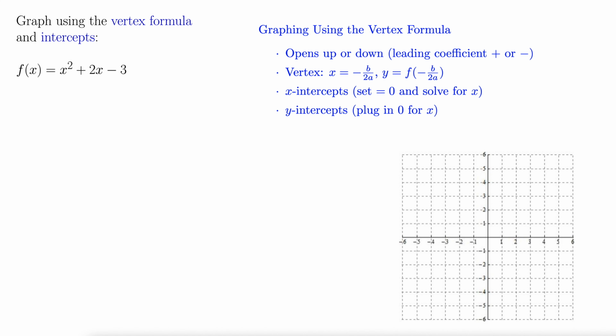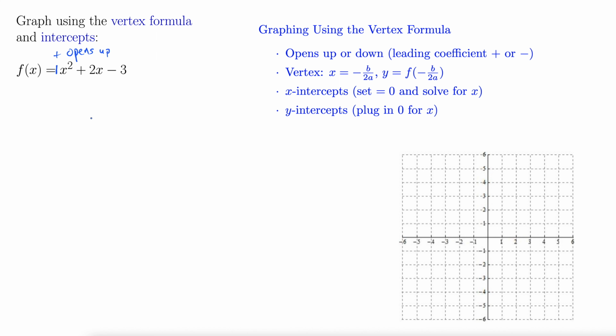First, we determine whether or not it opens up or down. And we do that using this leading coefficient here, this a term. If it's positive, it opens up. If it's negative, it opens down. Well, there's nothing there at all, which means there's a hidden 1. So this is positive, opens up. Okay, so there's that bit of information.